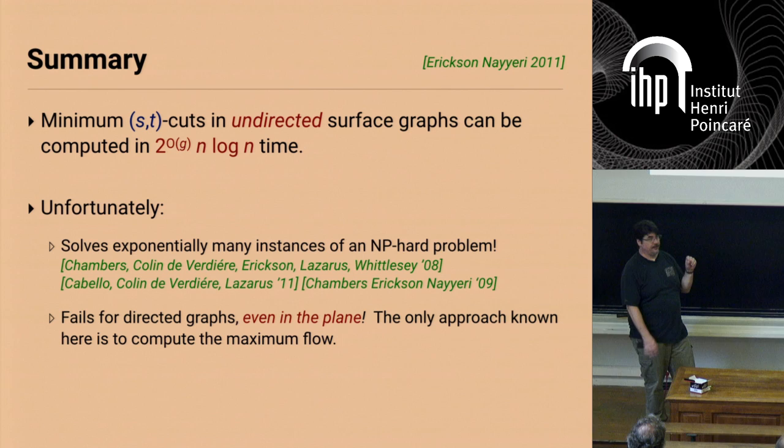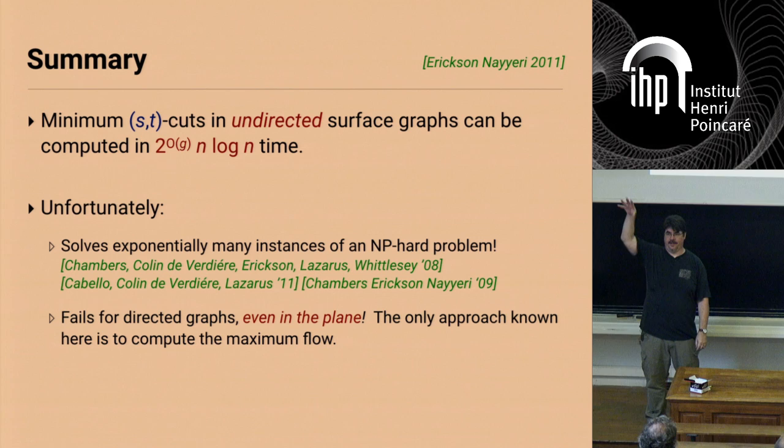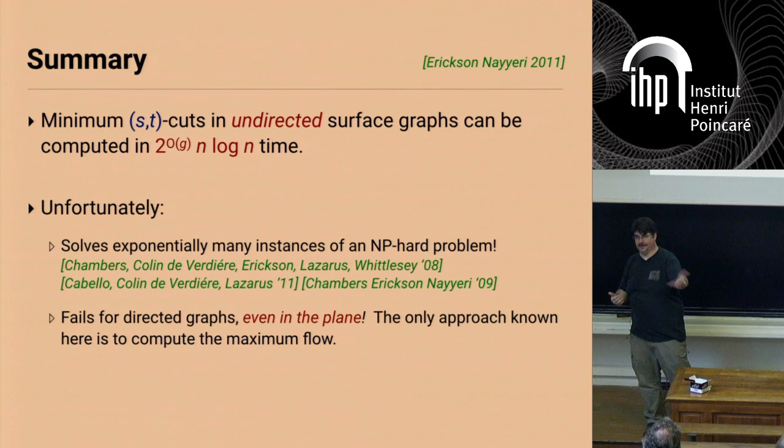Except if the genus is 5, this is only better because that 2 to the order g is like 2 to the 10 or 2 to the 20. So n has to be pretty big before the thing takes over. So this is not necessarily the most practical result. But at least it's a proof that, in principle, cuts are easier to compute in surfaces of small genus.